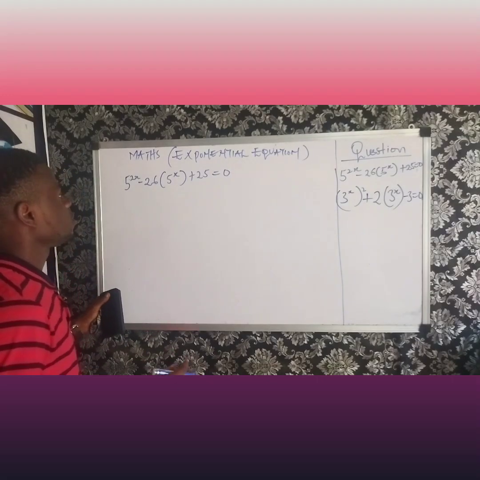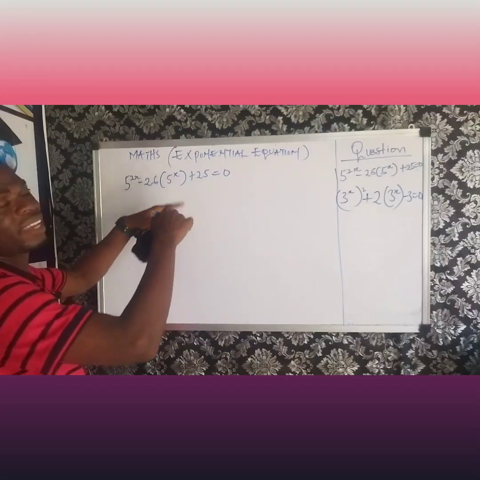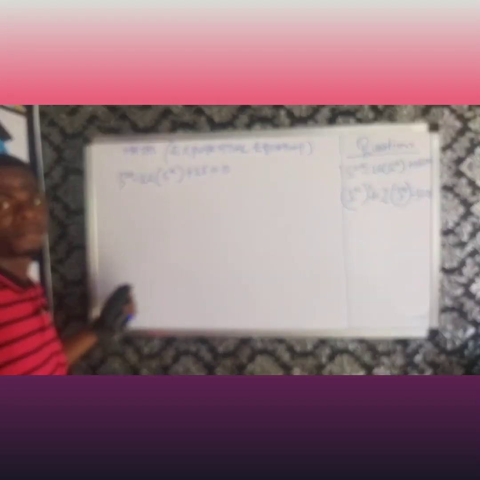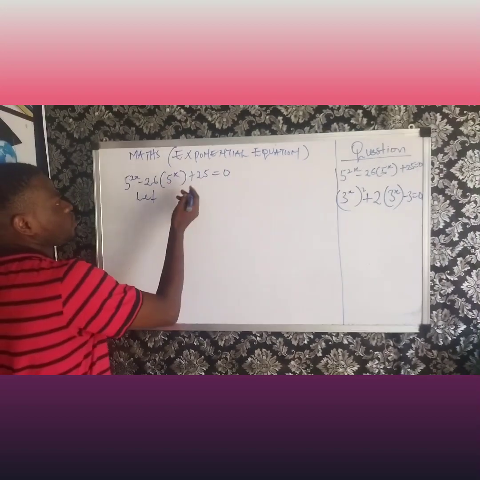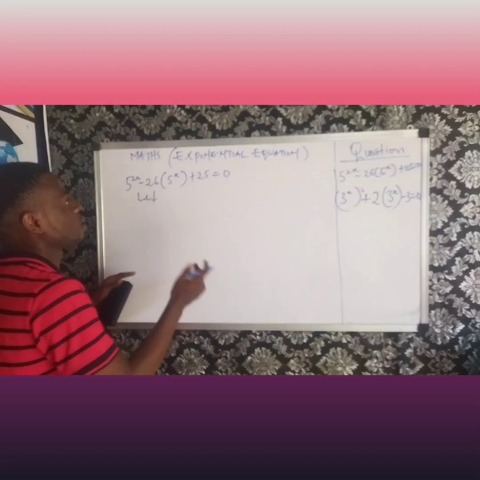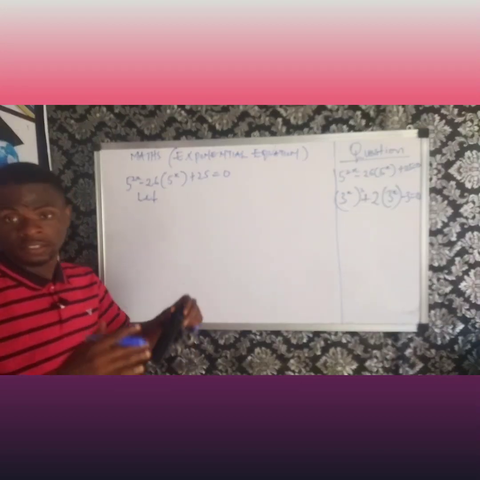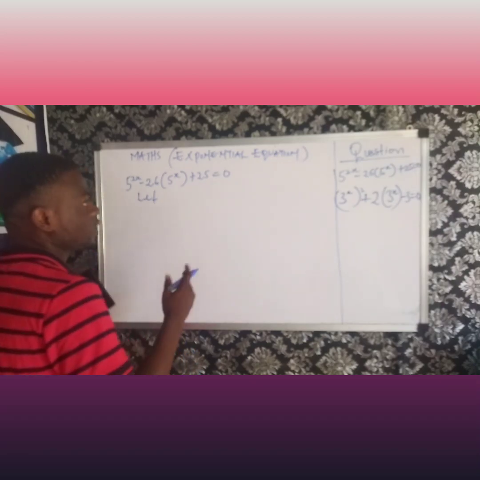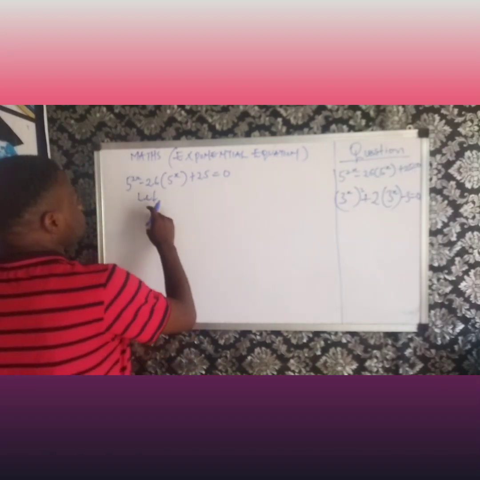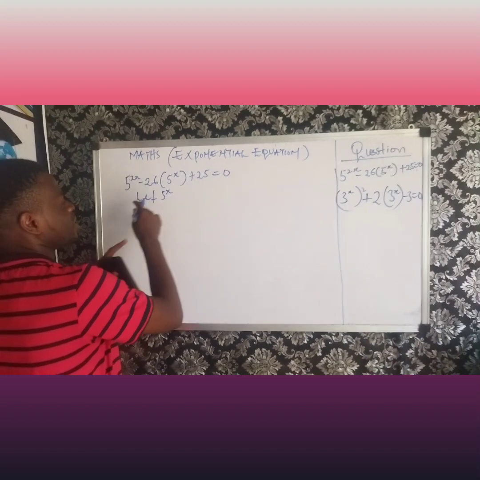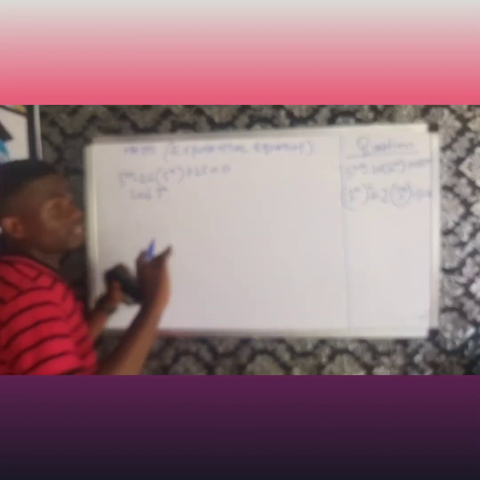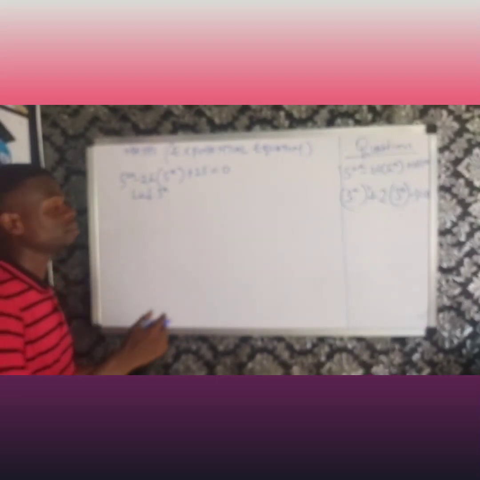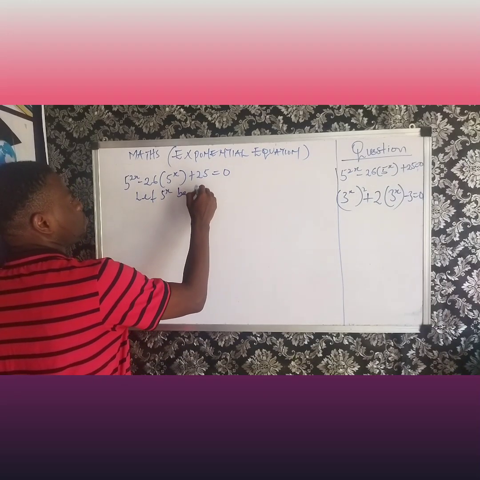In this question, we are going to substitute 5 power x with a letter, so that we can get our equation. Let 5 power x be, let's choose p. You can choose any letter, it can be y, any letter actually. So let it be p.